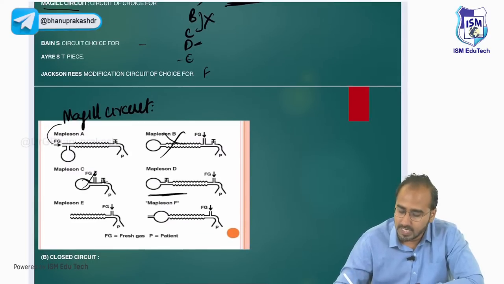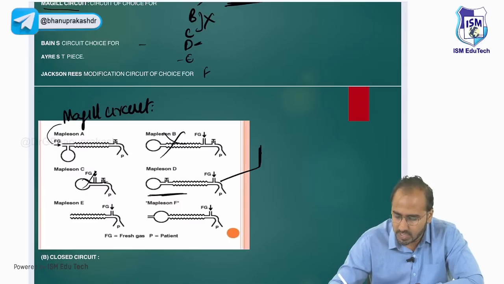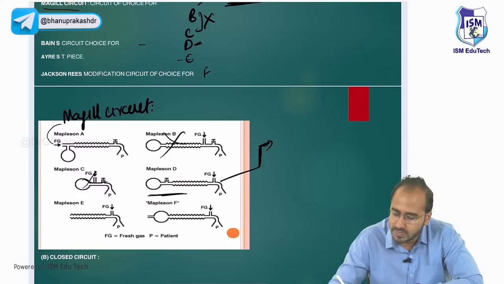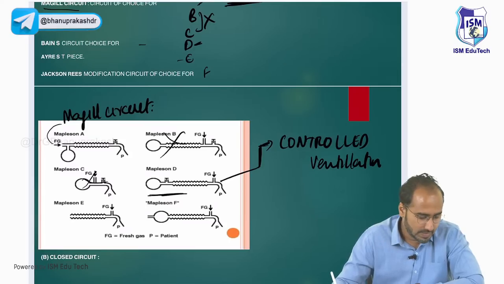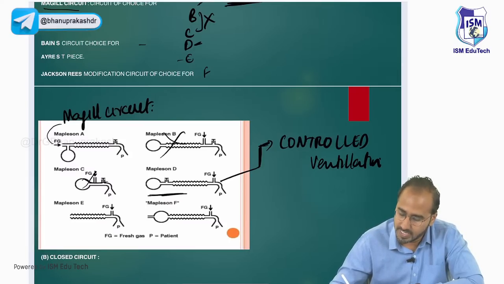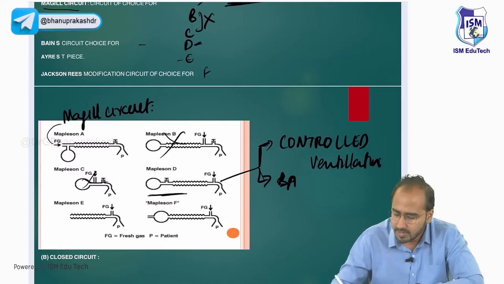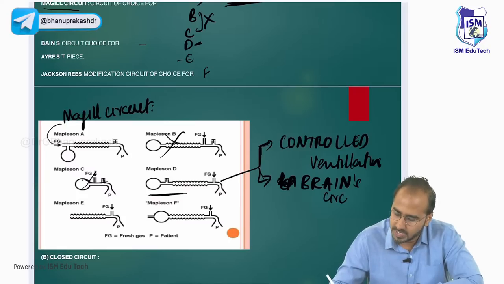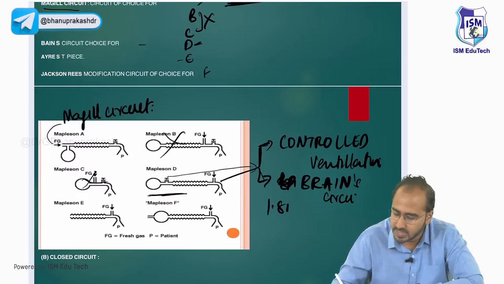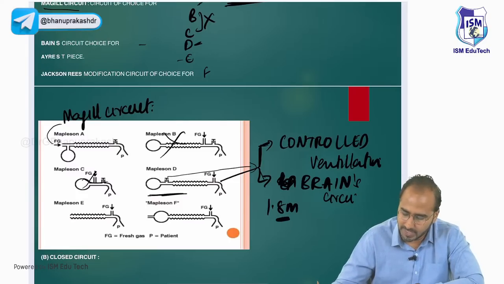Coming to Mapleson D circuit. This Mapleson D circuit was introduced in the time where ventilators were available. So, this Mapleson D circuit is regarded as a circuit of choice for what ventilation? Controlled ventilation. This circuit also had some problems that were modified by a guy called Bain. That's why this circuit is also called Bain circuit. The length of this circuit is 1.8 meters. It's a lengthy circuit.